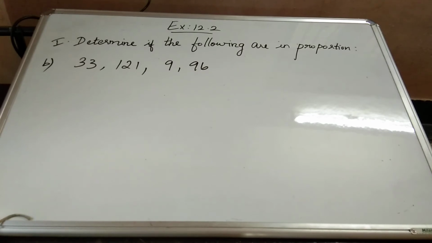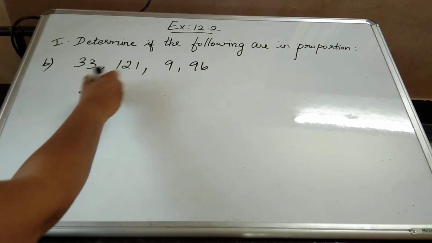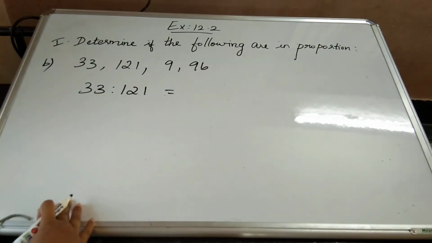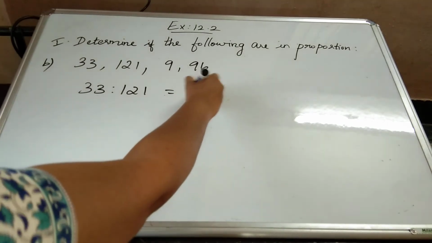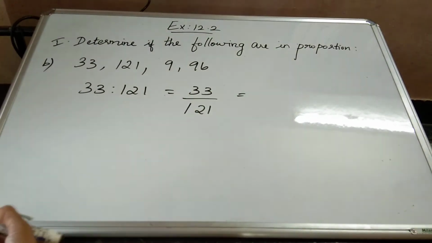B question: 33, 121, 9 and 96. We have to check whether they are in proportion. First I am taking the first two numbers. So 33 is to 121. Now how can we write them as a fraction? I can write it as 33 divided by 121. Now I have to make them to the simplest form.